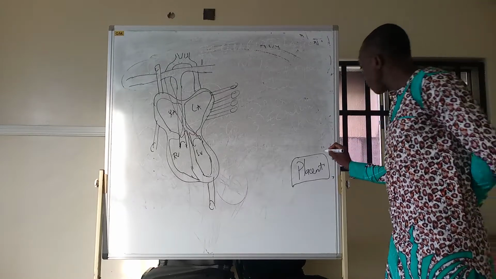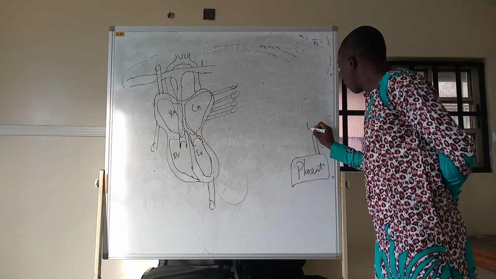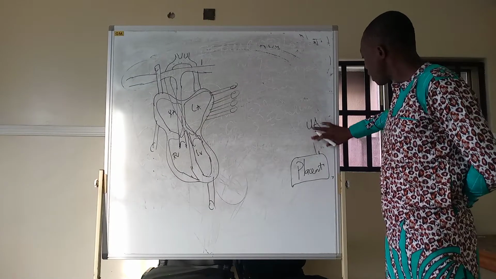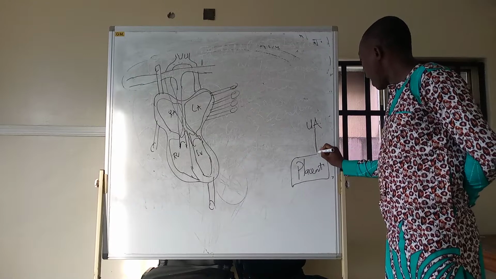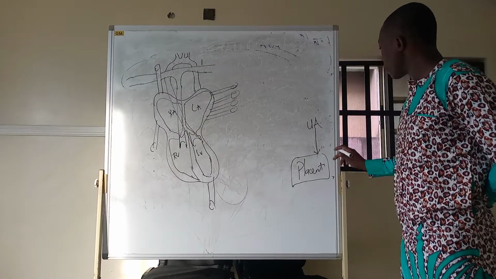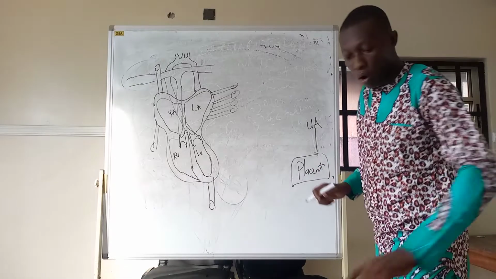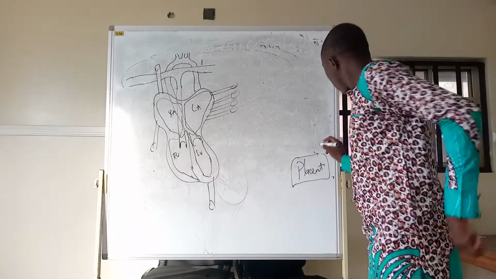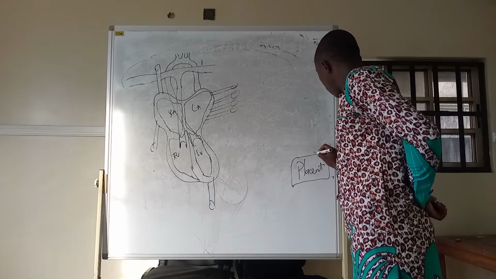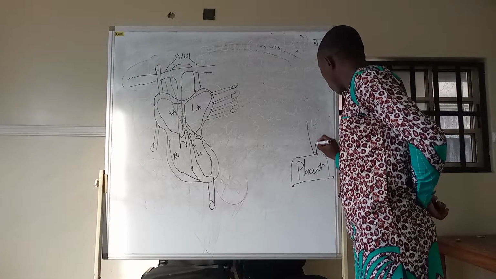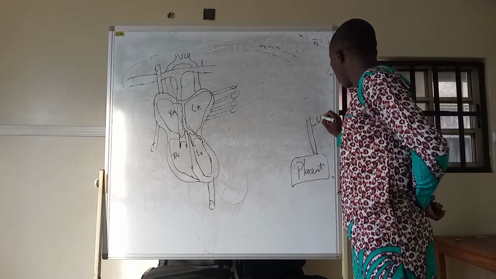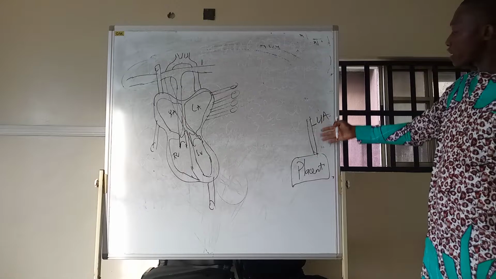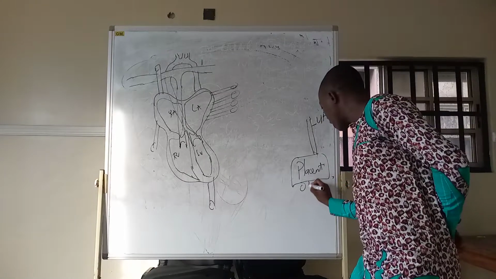Deoxygenated blood enters the placenta through what? Umbilical arteries. Deoxygenated blood enters the placenta through the umbilical arteries. And now, once the umbilical arteries carry the deoxygenated blood to the placenta, oxygenation takes place.